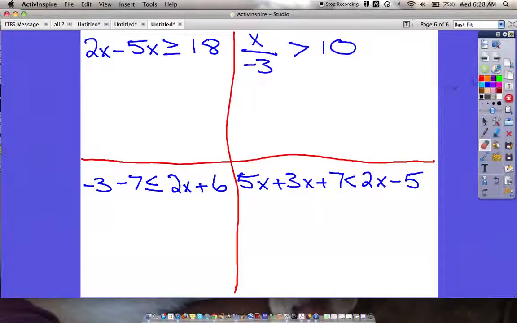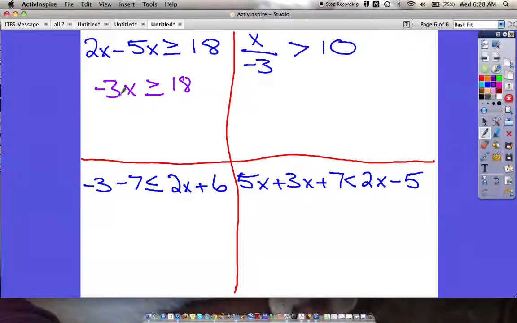You are back from working on these. Let's see how we ended up here. For this one, I can combine these terms together to start with, so that's going to be negative 3x greater than or equal to 18.